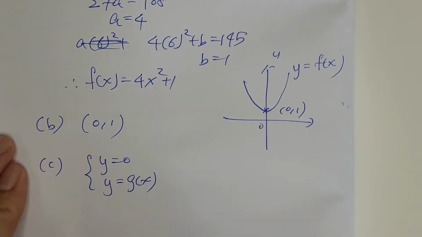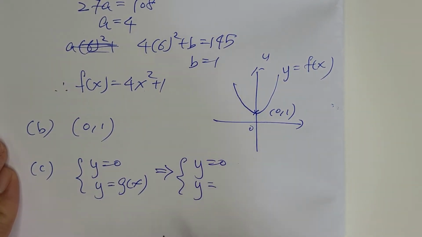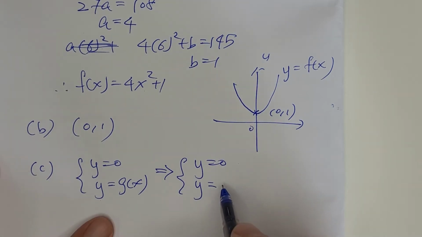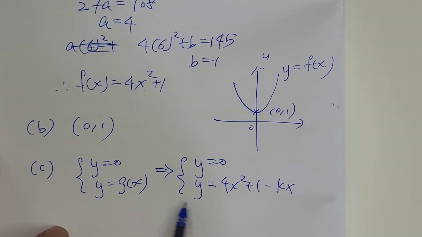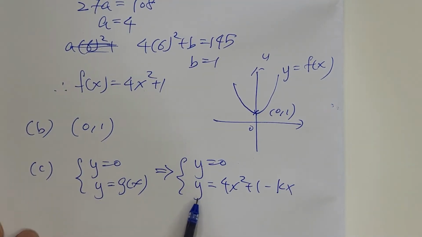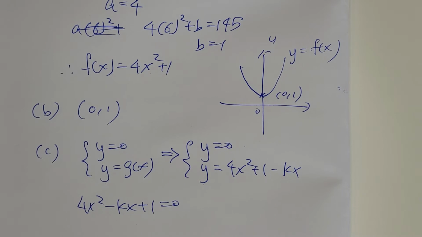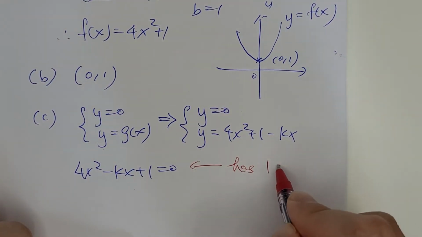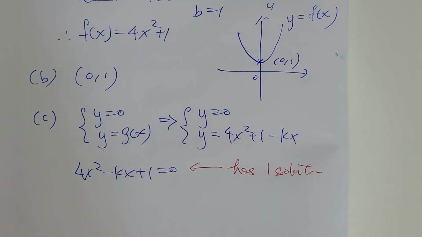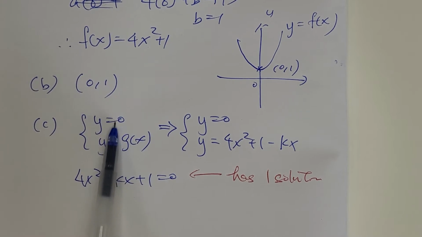And then what is y equals g(x)? That is f(x) minus kx. That means 4x squared plus 1 minus kx. When you substitute y equals 0 in the second equation, so 4x squared minus kx plus 1 equals 0. And now this equation has one solution only, because the question said that these two lines just touch at one point.